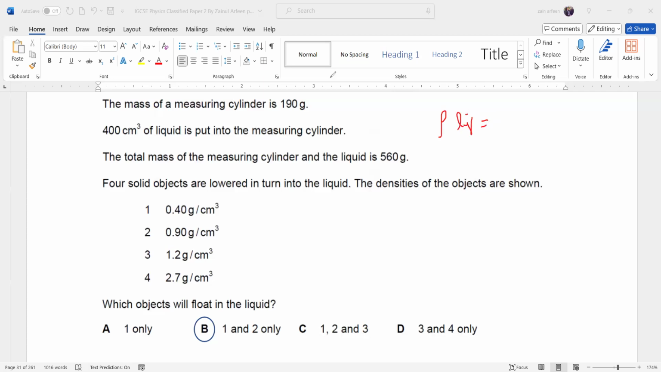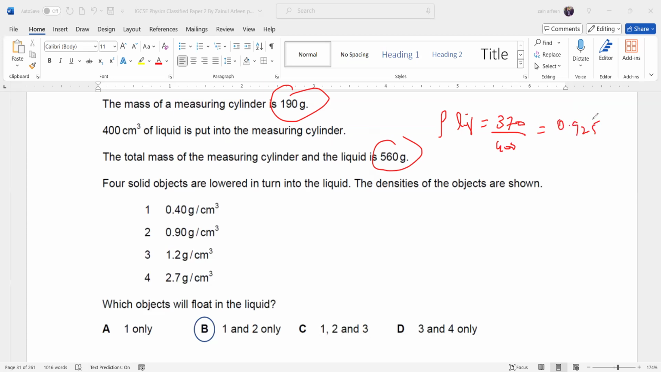The density of the liquid needs the mass of the liquid. The empty cylinder was 190 and the filled one is 560. So to work out the mass of the liquid, it will be 560 subtracted by 190. So the mass of the liquid will be 370. And what about the volume of the liquid? 400. So 370 divided by 400 will give us the density of the liquid, which is 0.925.